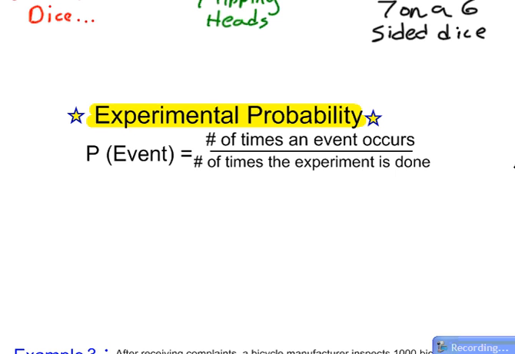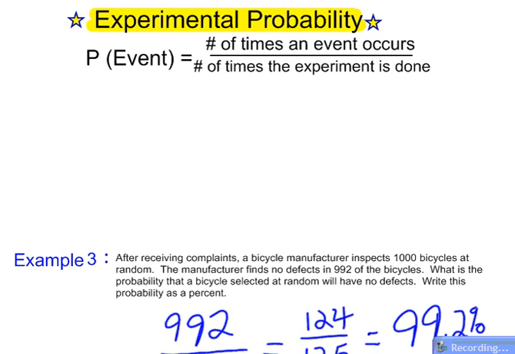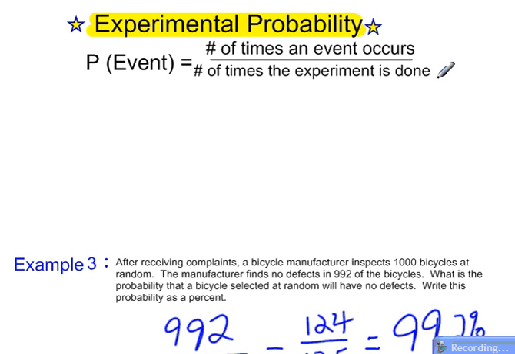The last thing we're going to talk about today is experimental probability. Experimental probability is the number of times an event occurs divided by the number of times an experiment is actually done. All right? Number of times an event occurs divided by the number of times the experiment is done.